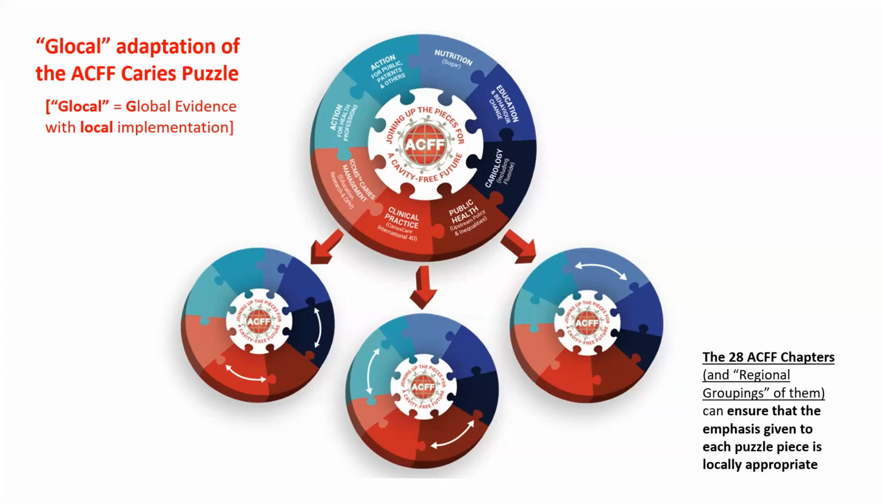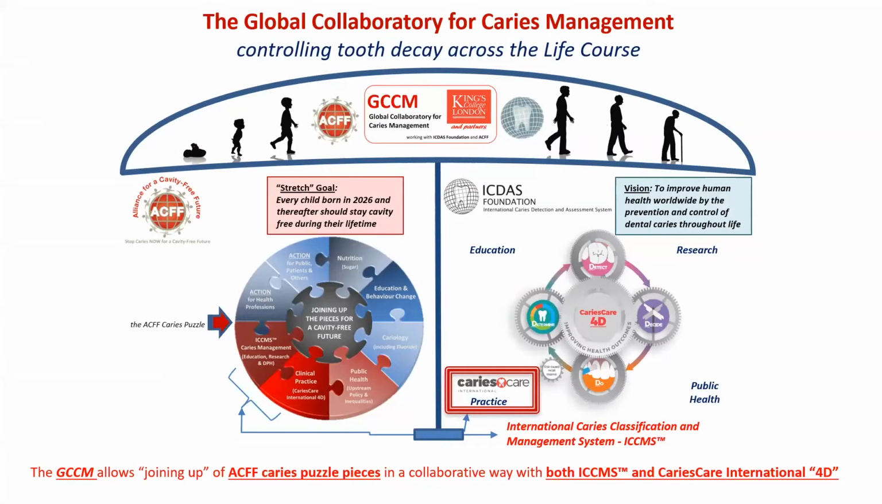And global is an ACFF approach where we use global evidence, but we look at local implementation. And the 28 chapters and groupings of those chapters will ensure that the emphasis of the puzzle pieces make sense in the country or the region where you are. To go back to this collaboratory again, really important that what we've managed to do over the last 4 or 5 years is bring together under this umbrella across the life course from prior to birth all the way through to aging and vulnerable elderly.